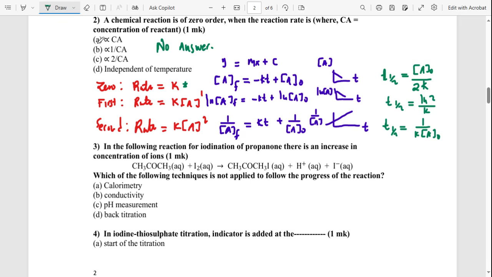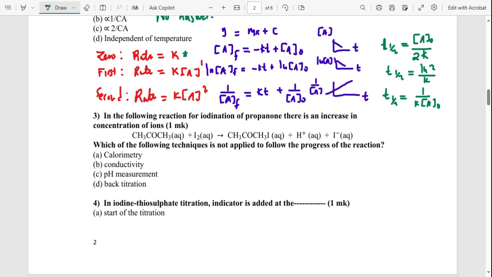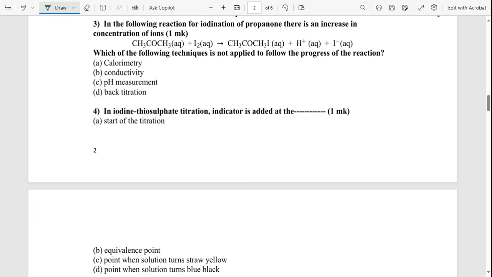Because all of these are telling you it is proportional to the concentration, proportional to the inverse of the concentration, proportional to 2 over the concentration, independent of temperature. Now, temperature affects the rate of the reaction, whether it's first order, second order, third order.